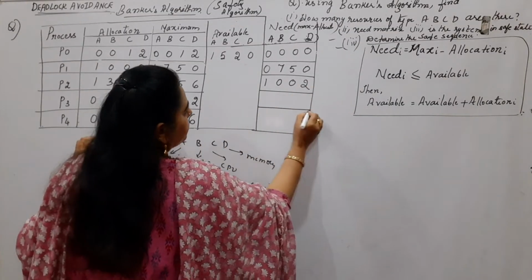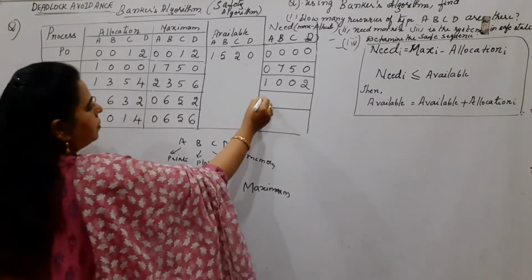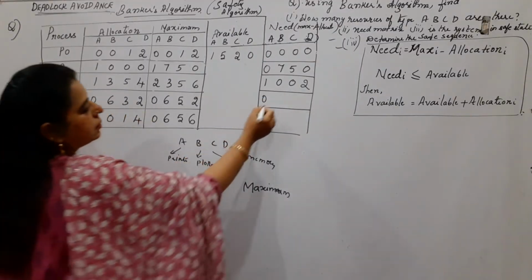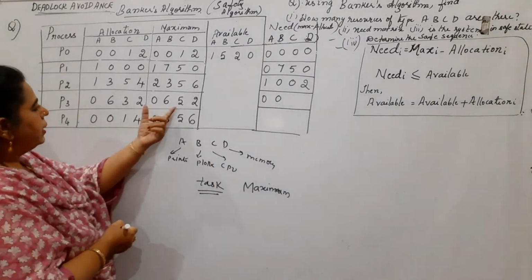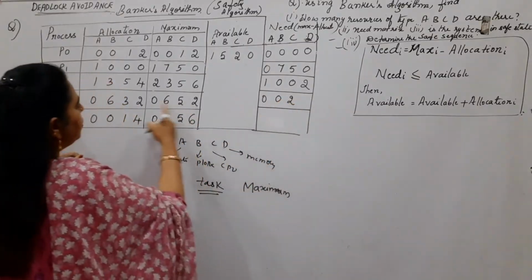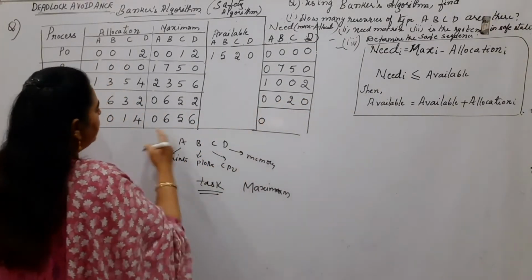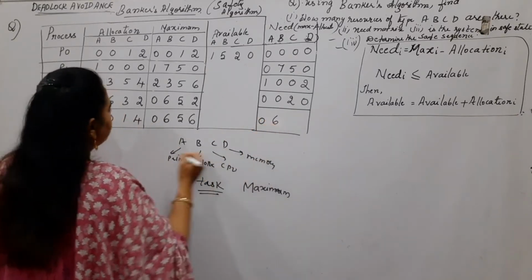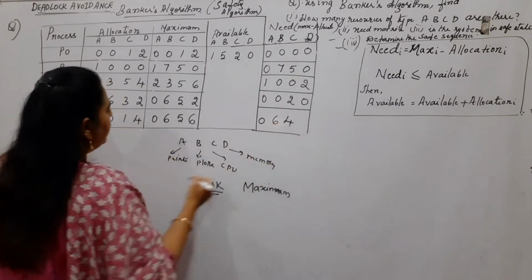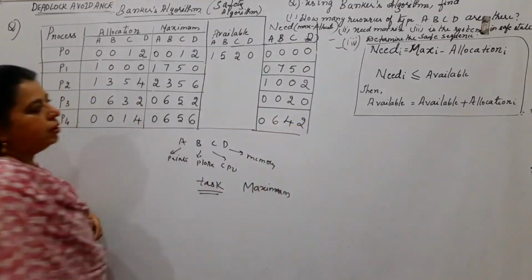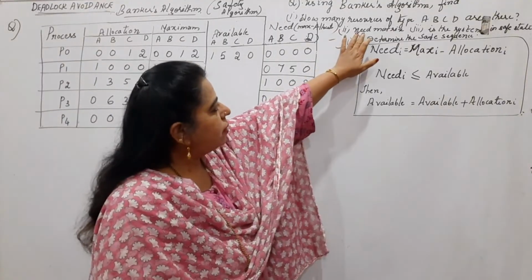Next is P3. Right? 0 minus 0. 6 minus 6. 0. Then 5 minus 3. 2. 2 minus 2. 0. Come to the last process here, 0 minus 0, and then 6 minus 0, 6, 5 minus 1, 4, 6 minus 4, 2. This is what is asked here, need matrix.